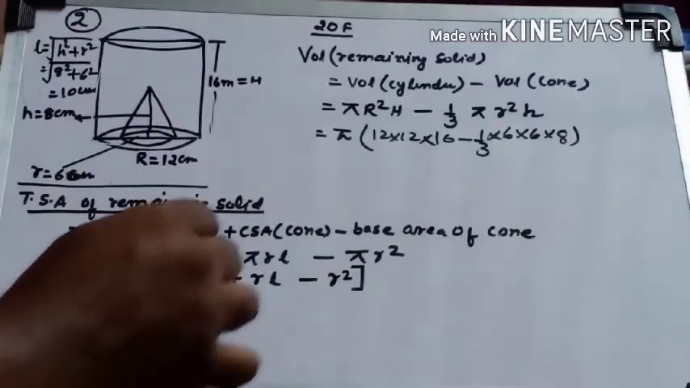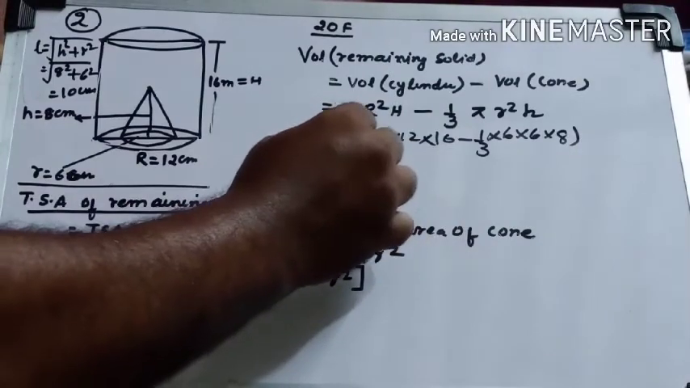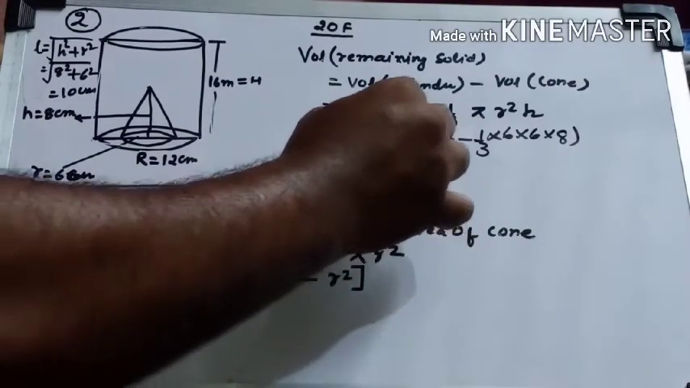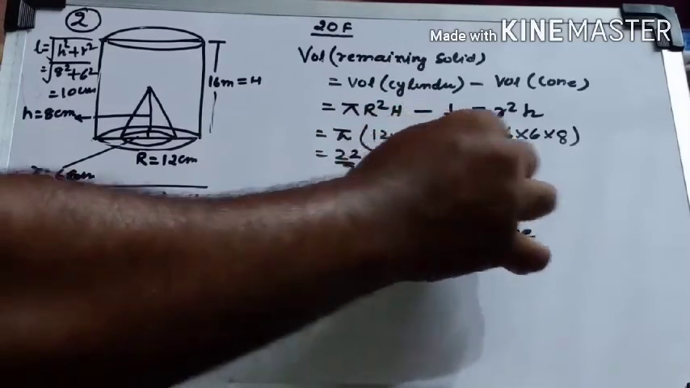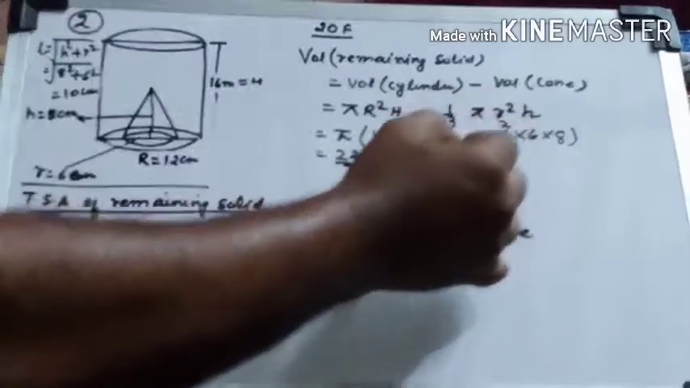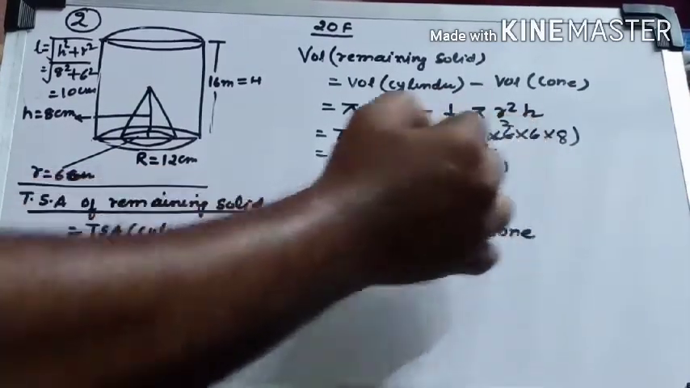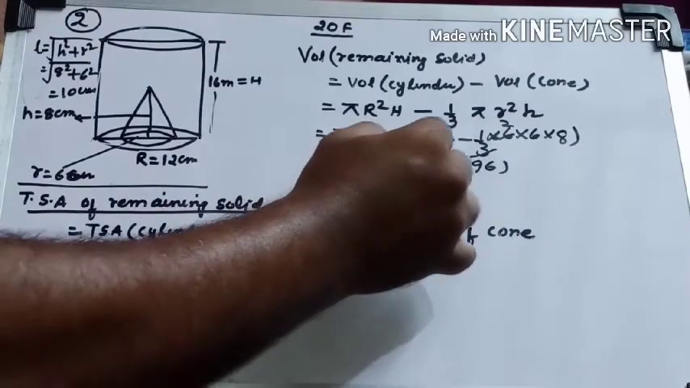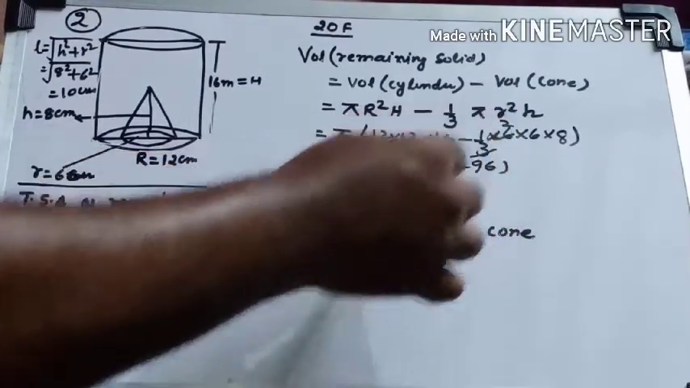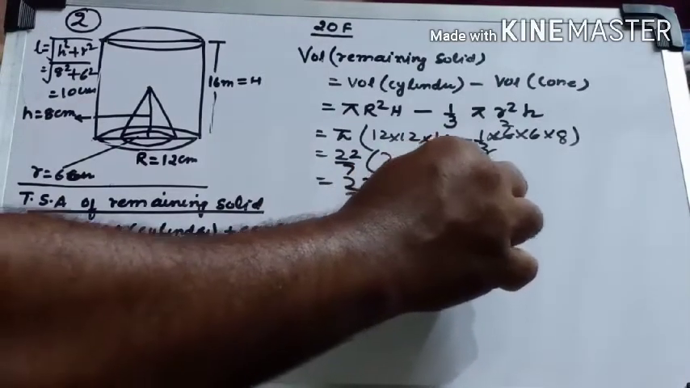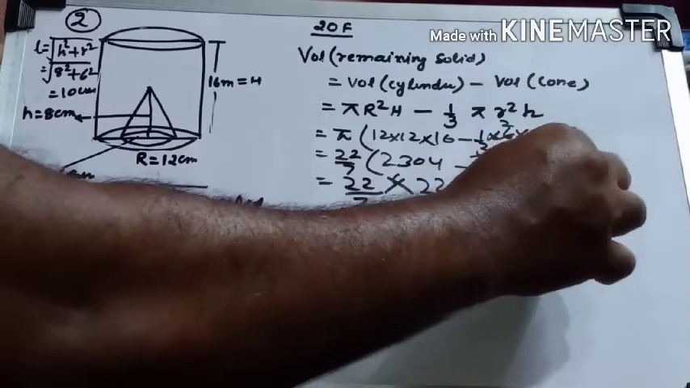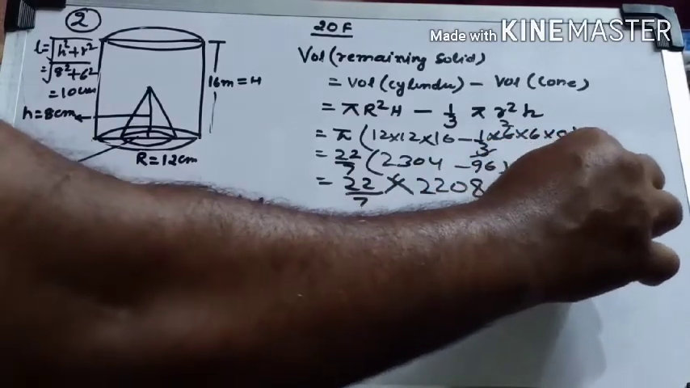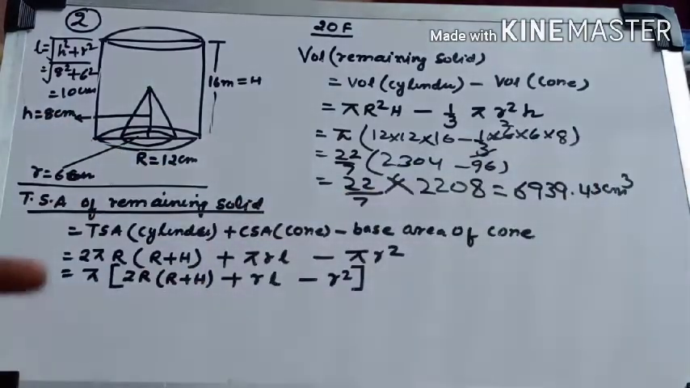And we'll do calculation. So after multiplication, this will come out as 22 by 7 into this value will come out as 2304, and after cancellation 3 2 is 6, it will come out as 96. So it will be 22 by 7 into 2304 minus 96 will come out as 2208, and after solving you will get the result as 6939.43 centimeter cube.